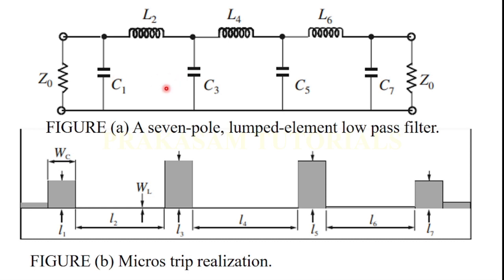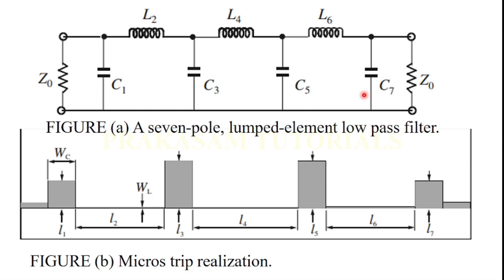Now here, this is the general structure of the 7-pole lumped element low pass filter, and figure B is the microstrip realization of this filter. Here, the four open circuited stubs, which have the same line width W suffix C, that line width is 5 mm, are used to approximate the shunt capacitors. C1, C3, C5, C7 are the shunt capacitors.